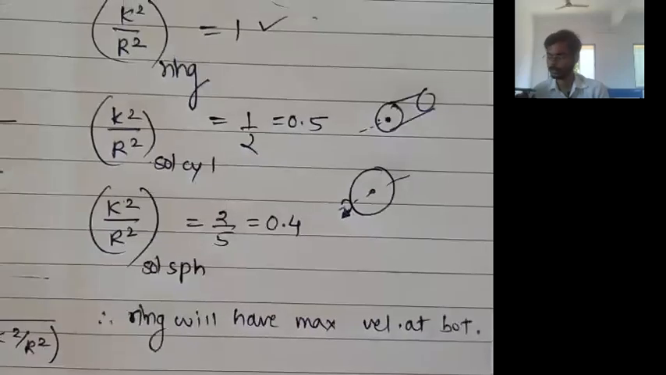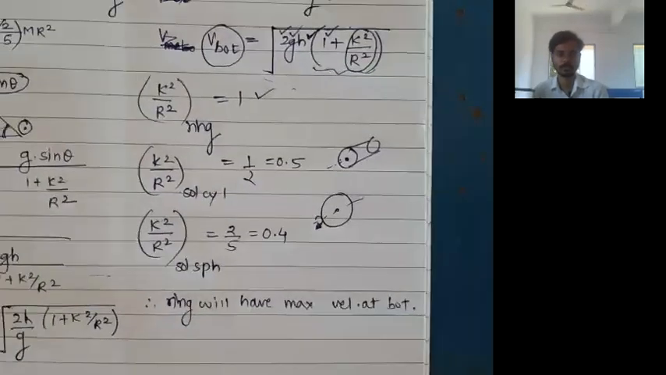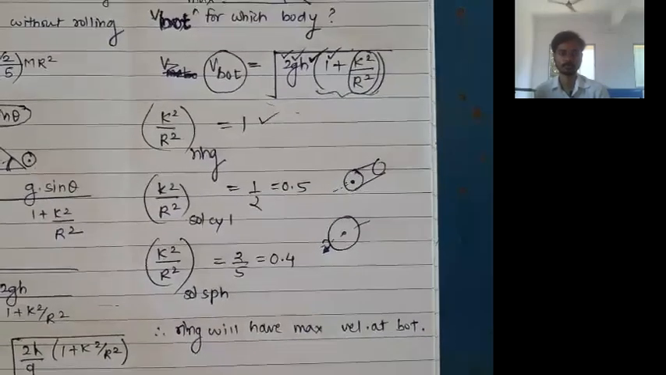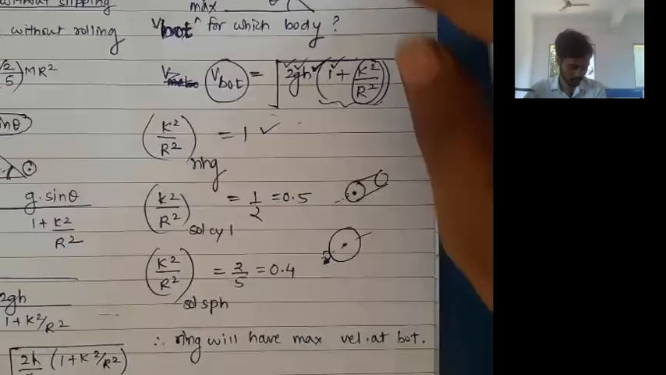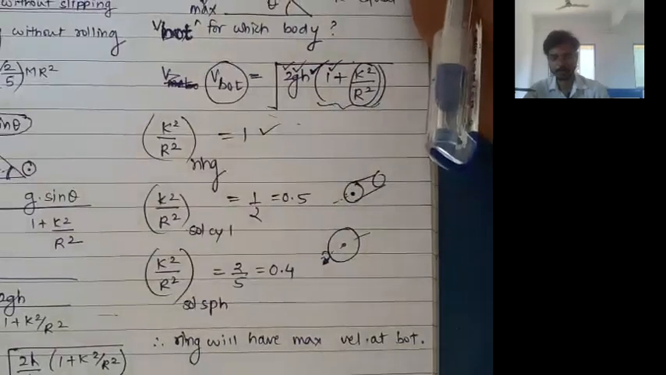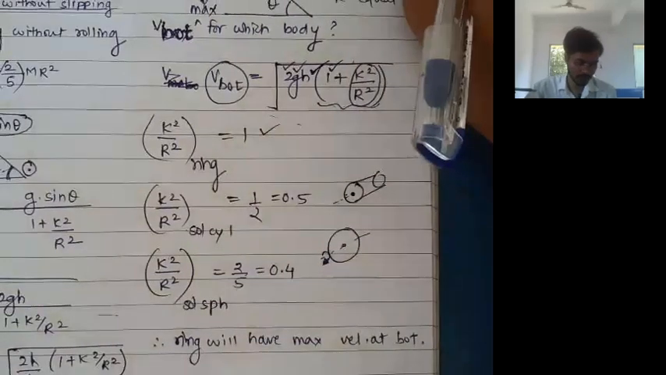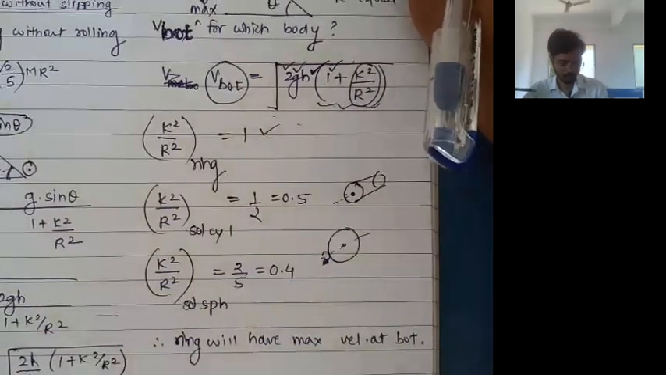बघा मी क्वेश्चन दाखवते परत एकदा सगळा. समजला का तुम्हाला? Tell me, is this question clear to all of you? Good. So question number 15 we solved. The answer is ring will be having maximum velocity at the bottom. समजला लागले का बघा. Okay.